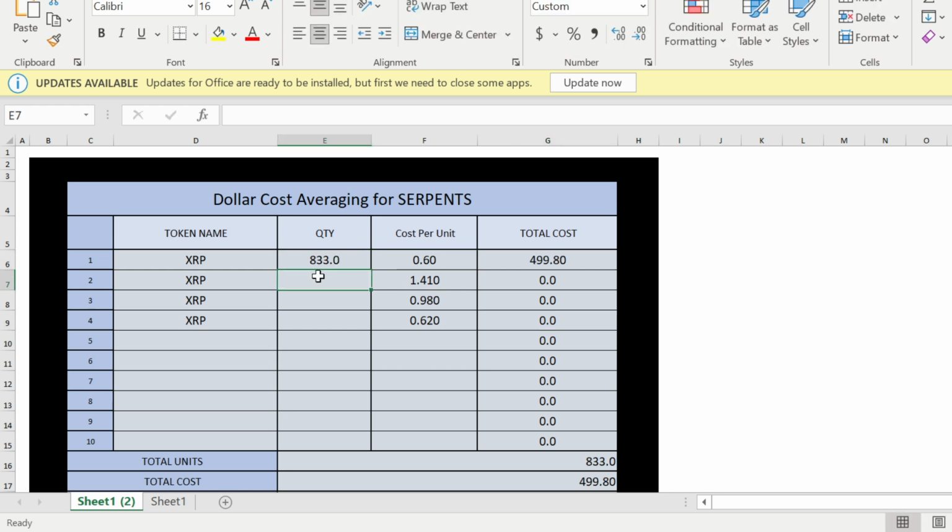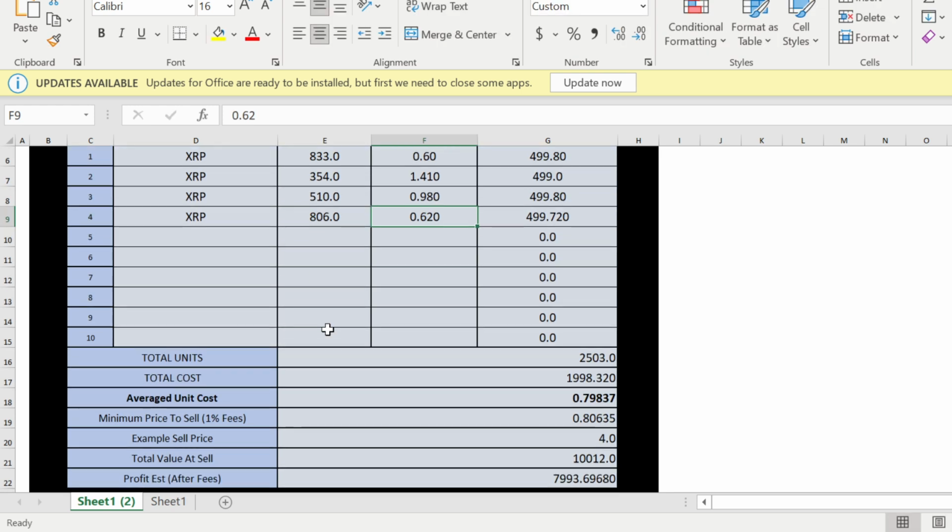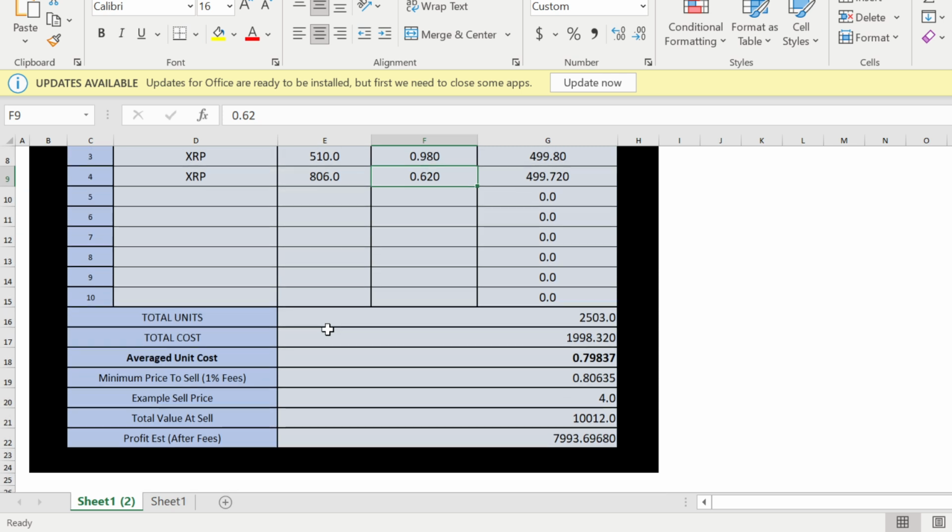833 tokens. Then when we do the $1.41, we do 500 divided by 1.41, and that's 354 tokens, give or take. Obviously, you do have transactional fees, and it depends on which exchange you're with. So again, the purpose of this is just to give you a guideline of what that would look like. This one here would give you 510 tokens, and then when we do the final one, $500 divided by 0.62, that would be 806 tokens. And so essentially we would have 2,503 tokens, total cost of 1,998.